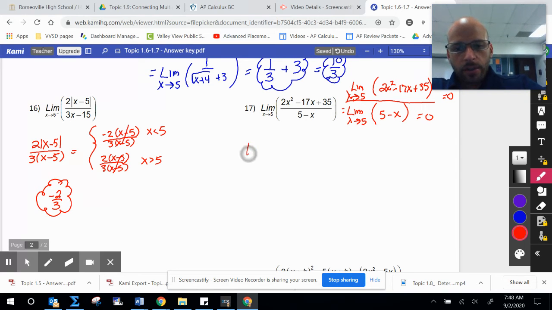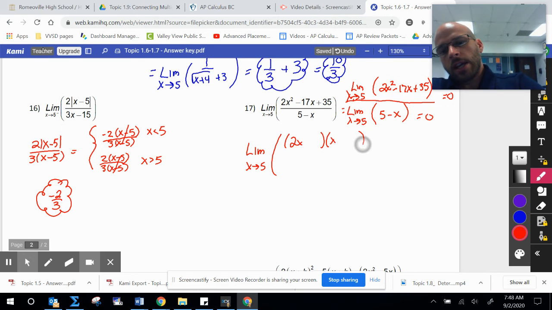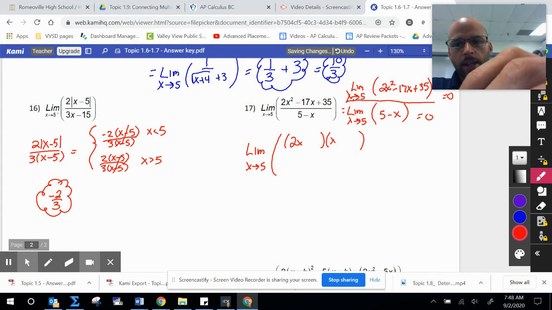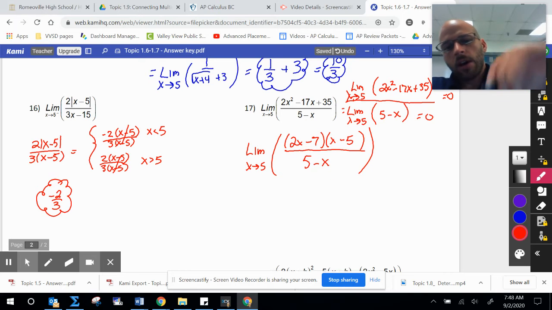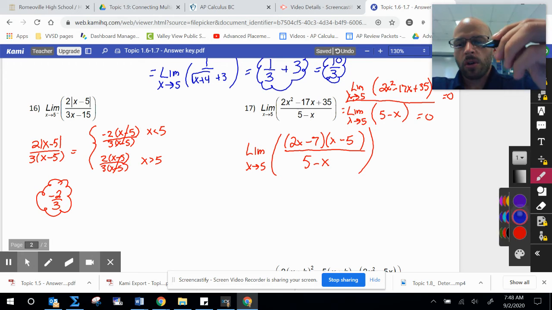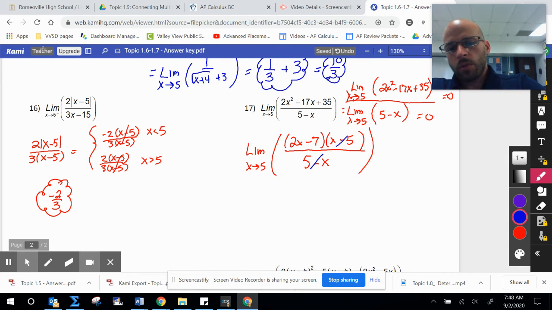So if I factor, this is going to be a 2x and an x, and we're going to say, what's it going to be? I'm going to say minus 5 and minus 7, all over 5 minus x. Now, I want to cancel these out, but if you notice, they're not exactly the same. So when you cancel this out, you're going to be left with a negative 1, because it's actually the opposite.